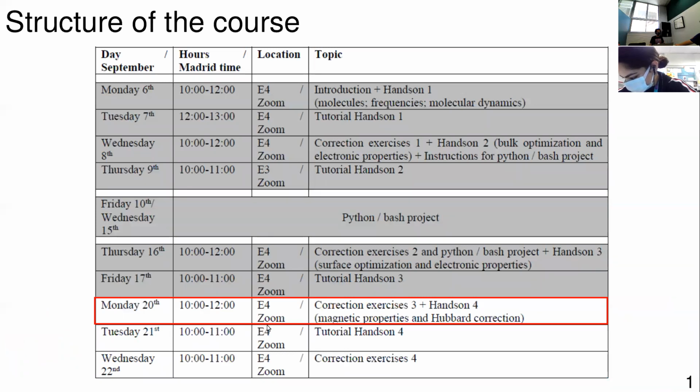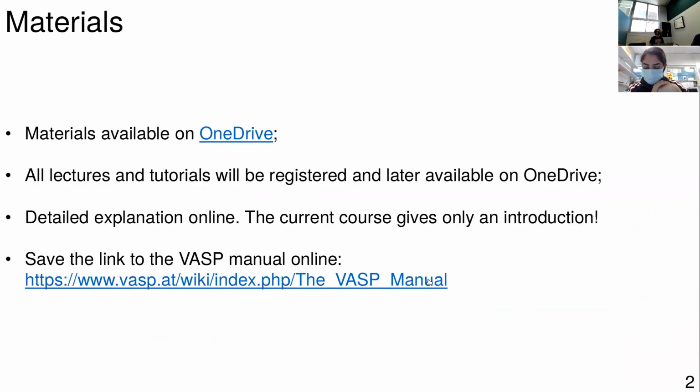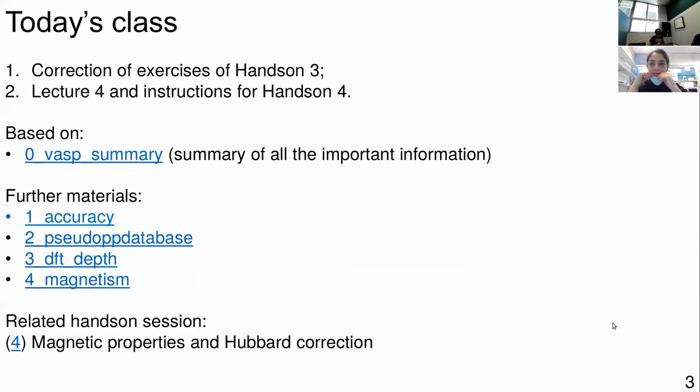So, yeah, as we say, today we start with the correction of exercise 3, and then we move to exercise 4. Exercise 4, you will just have 3 exercises. Usually in exercise 4 from VASP, we have like 6, but I removed 3 of them because I don't think it's something that you should spend time on. But you will get all the information, so don't worry. As always, all the material is on OneDrive. Also, this lecture is already on the OneDrive in some folder, so you can find it. And yeah, as I said, we start with the correction of the exercises of exercise 3. Then we move to lecture 4 and instructions for exercise 4.